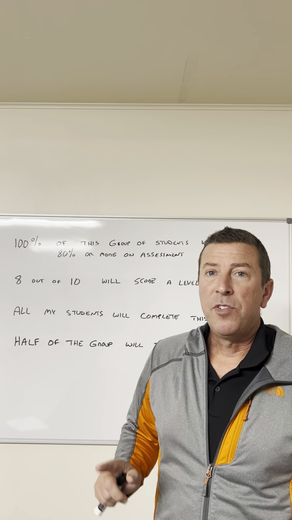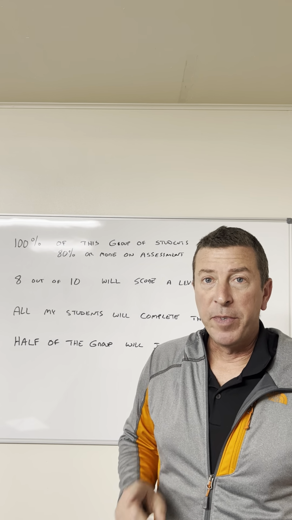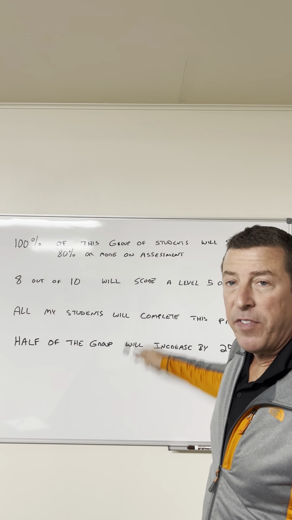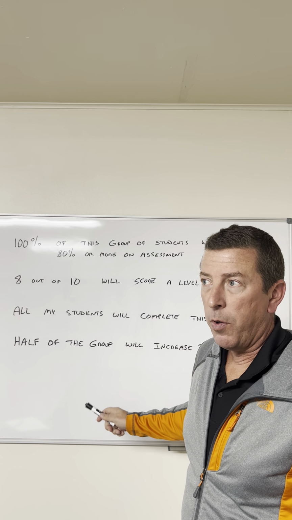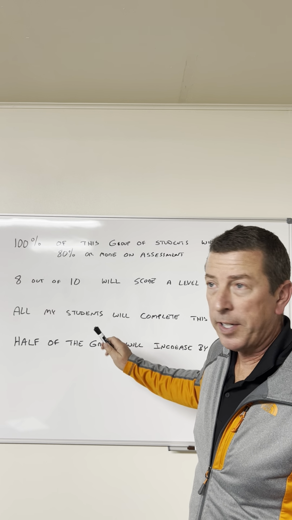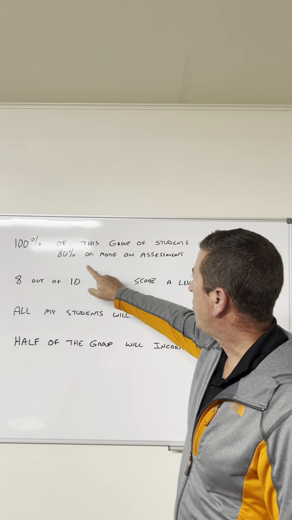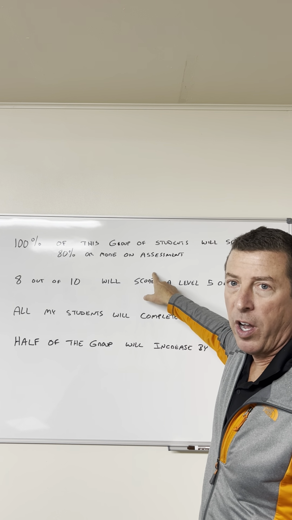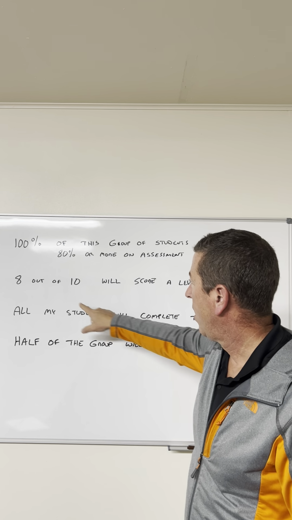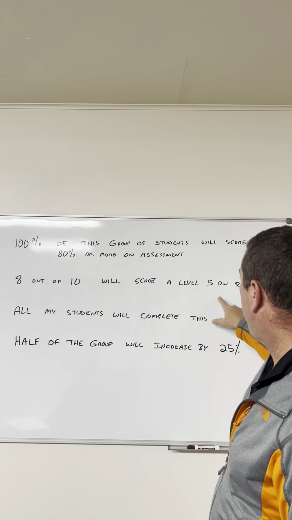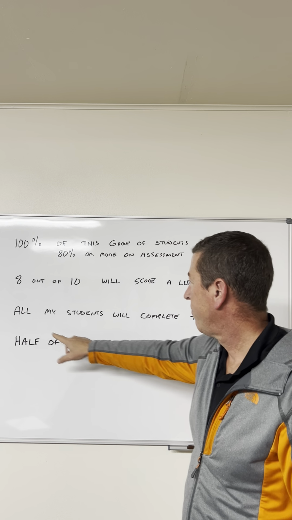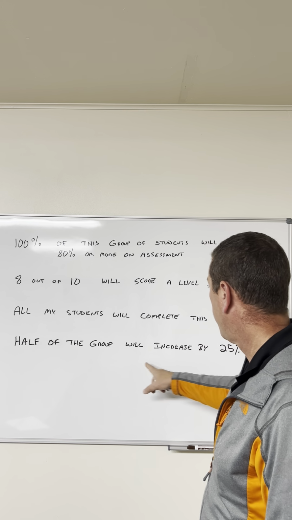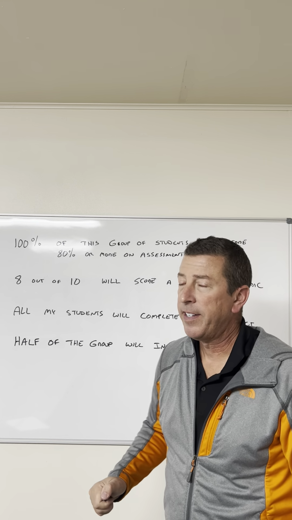The difference between a student learning goal and an achievement goal is this. None of these are student learning growth goals. Okay, none of these work. 100% of this group of students will score 80% or more on an assessment. 8 out of 10 will score a level 5 on a rubric. All of my students will complete this project. Half of the group will increase by 25%.